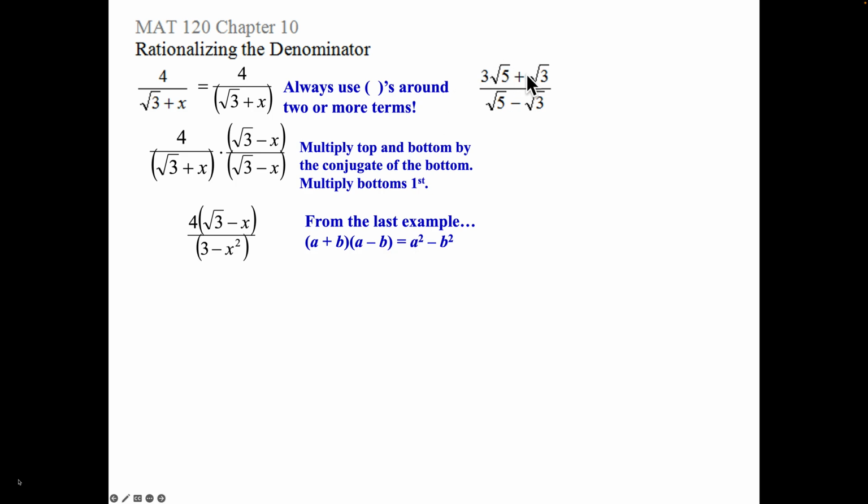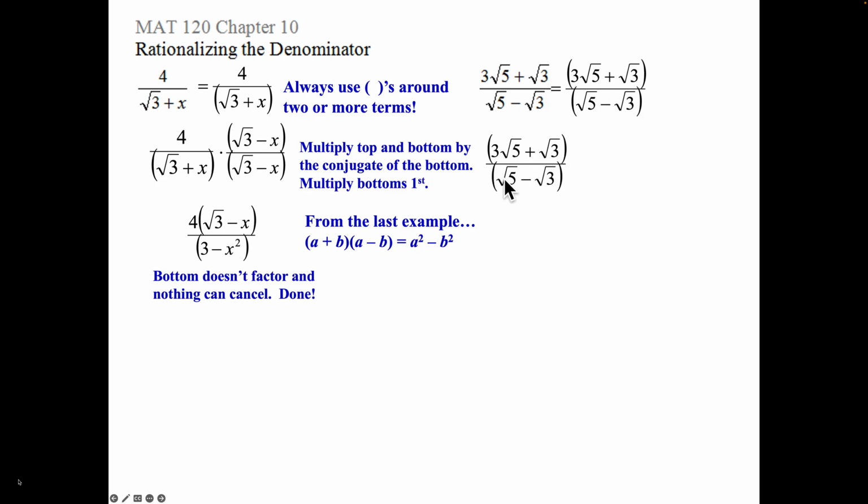3 square root of 5 plus square root of 3 over square root of 5 minus square root of 3. Again, binomials, don't try to cancel anything here. It's not going to work. Put parentheses around them. So here we go. I need a conjugate pair of this denominator. I need square root of 5 plus the square root of 3 to be multiplied top and bottom.